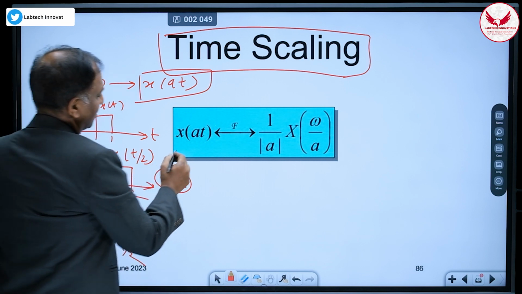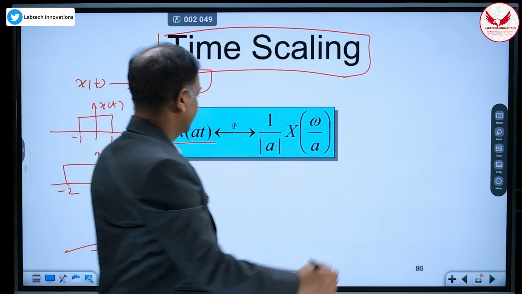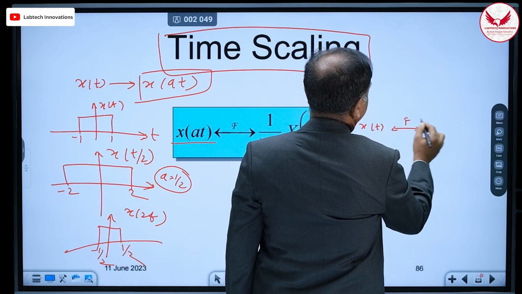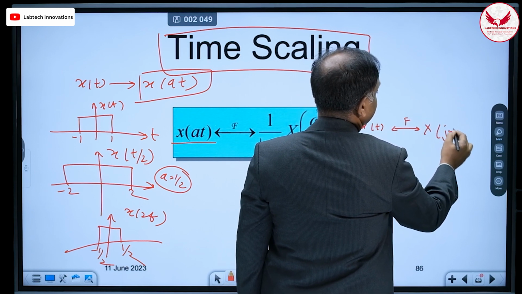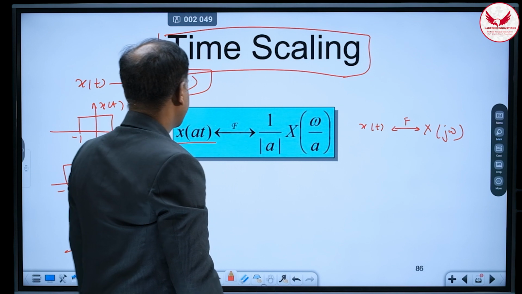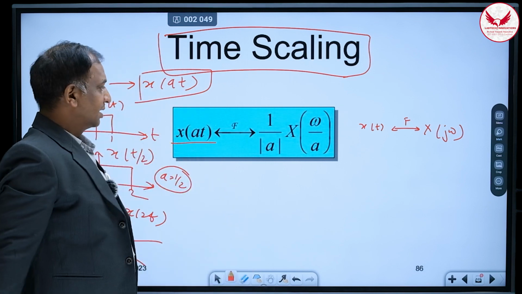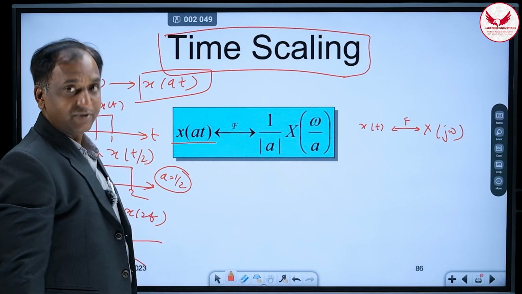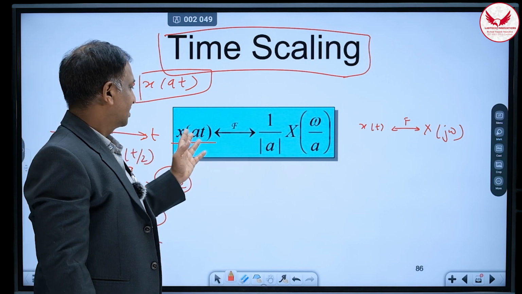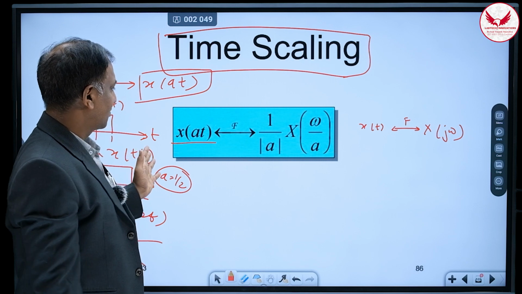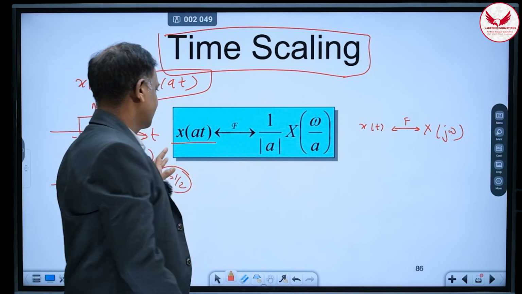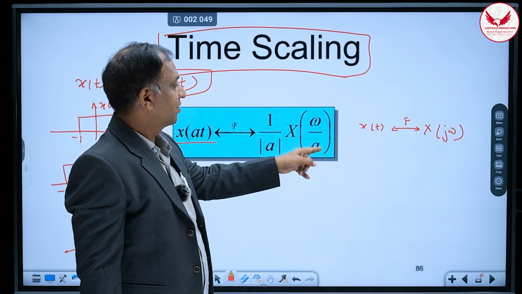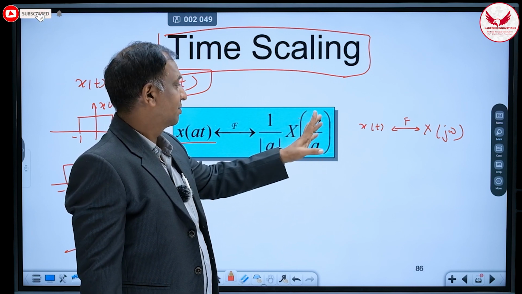So when the signal is compressed, if x of t has the Fourier pair x of j omega, then the Fourier transform of x of at is equal to 1 upon mod a times x of omega by a, where omega is the frequency. When the value of a is greater than 1, it is omega by a. If it is less than 1, say 1 by 2, it will multiply, so 2 omega will be there.